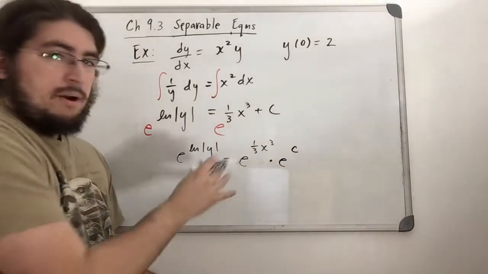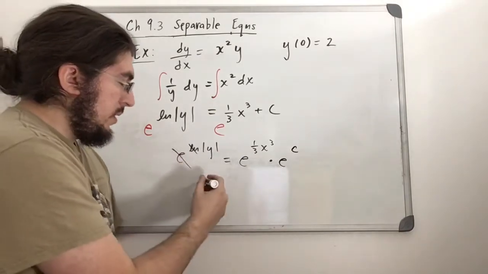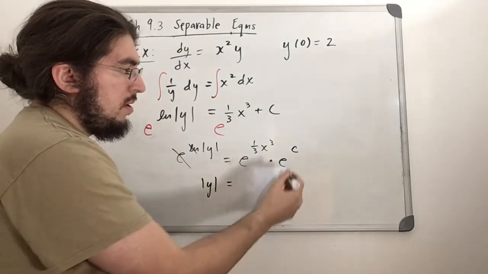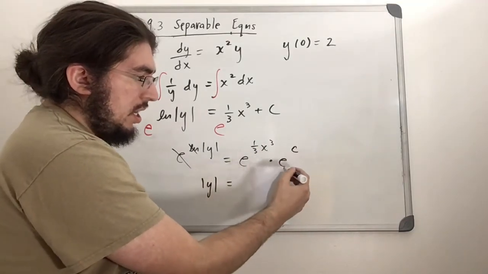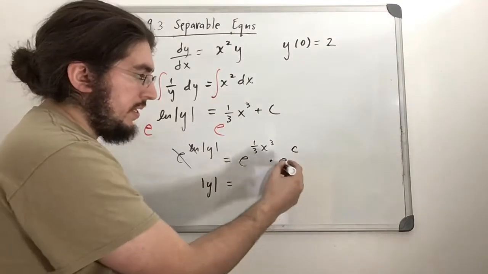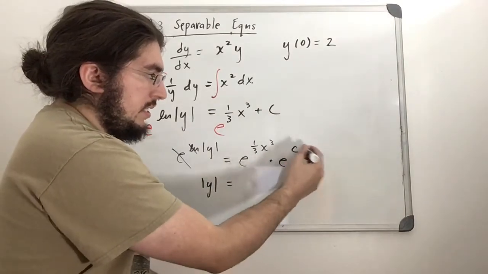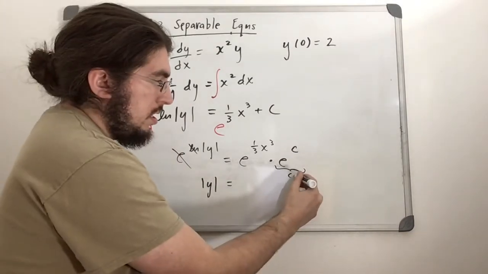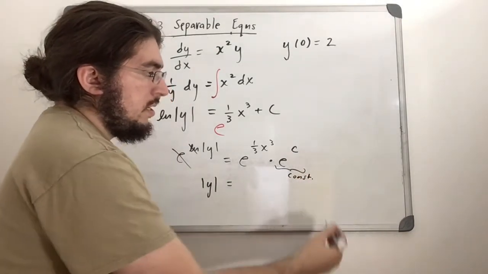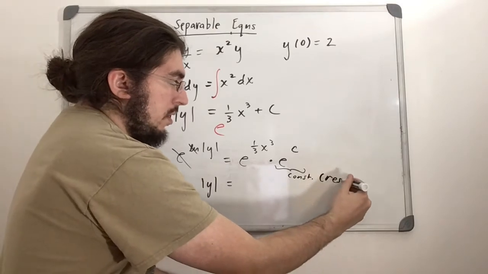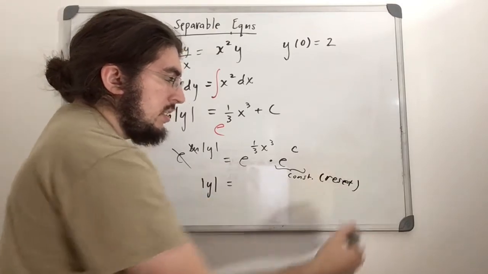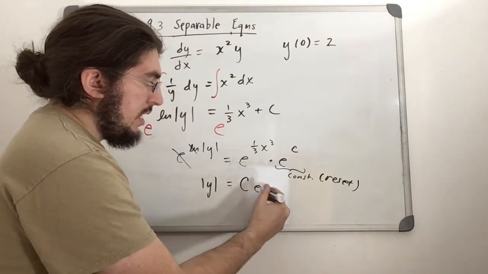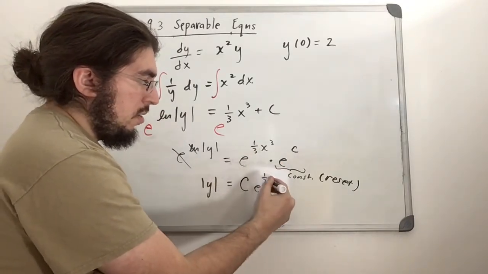Okay? Now on the left, e and ln cancel and we just get absolute value of y. Here, well, e to the c, e is a constant, it's 2.71828 something. And c is a constant, so believe it or not, e to the c is just another constant. So you can relabel it as c. Sometimes people call this a reset of the constant. So you can say the constant is reset here. So I'm going to write that in front now, c e to the, and then this is 1/3 x cubed.